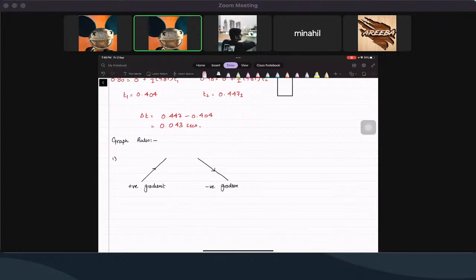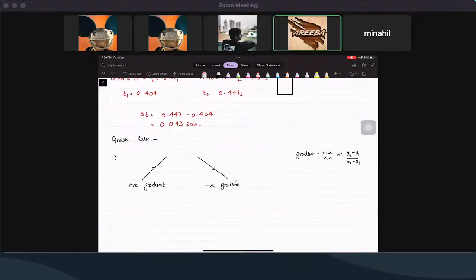If you still don't know what gradient is, you should remember that the gradient in math is found by rise over run, or (y2 minus y1) over (x2 minus x1). These are the two coordinates. Is it clear, everybody? Yes, sir. Yes, sir.